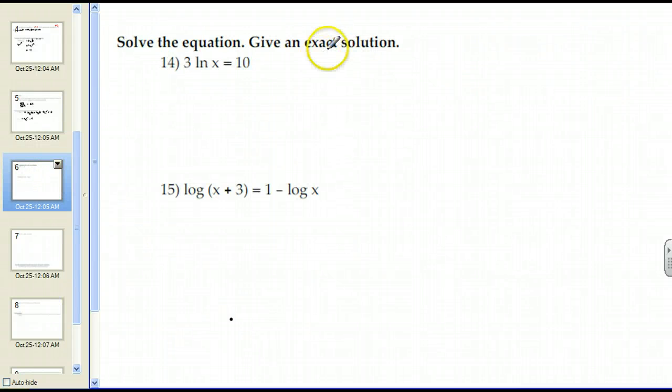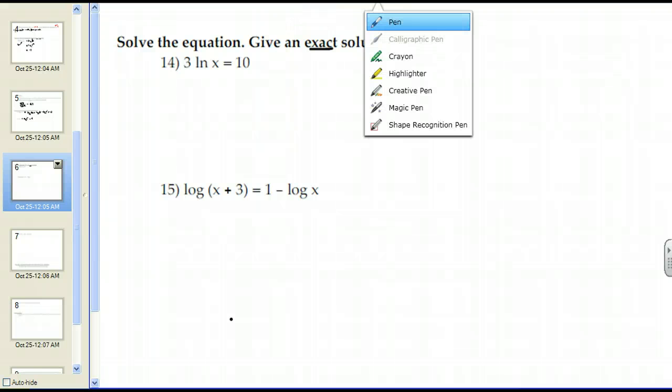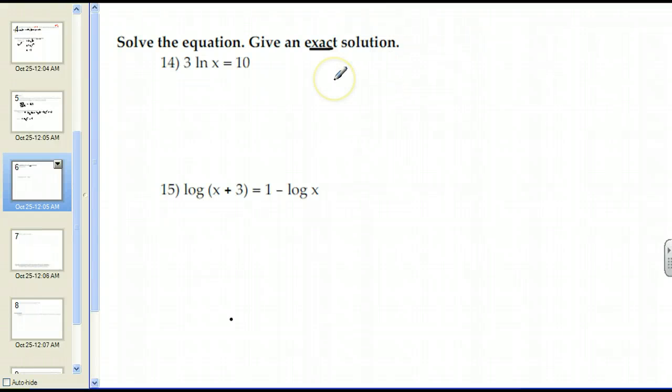Solve the equation with an exact solution. No decimals. Anytime they want you to solve an equation like this, what we need to do is isolate the log part. So there's our log part. We want to isolate that, meaning we want to divide away this 3 first from both sides. Now it's gone. Now we've got just the natural log of x is equal to 10/3.